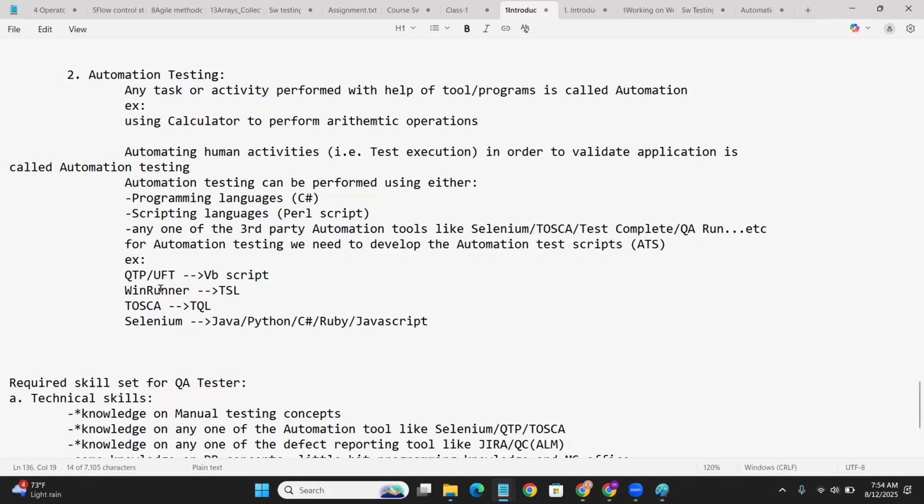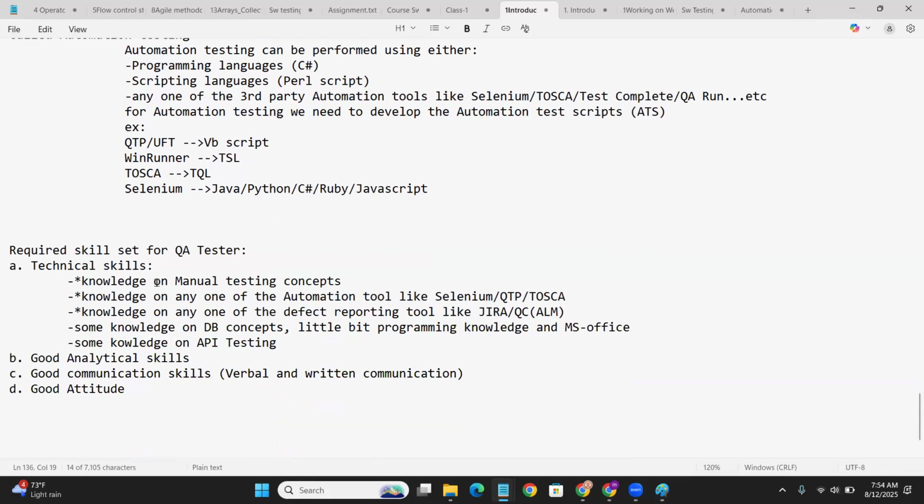Either one. If I use Playwright, JavaScript, Python also will be preferred. So, the required skill set for a QA tester. You want to get a job as a test engineer. Now, where do we need to update your skill set? This is a fundamental thing I had to tell you.